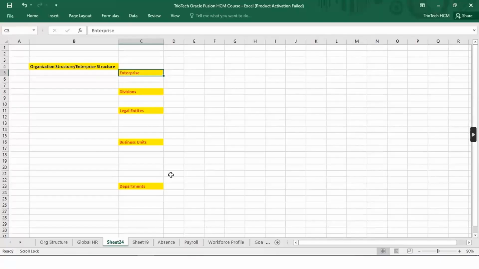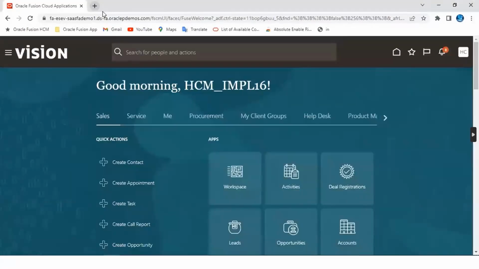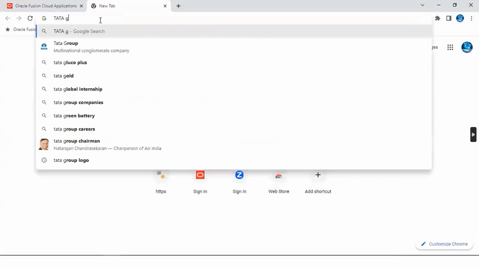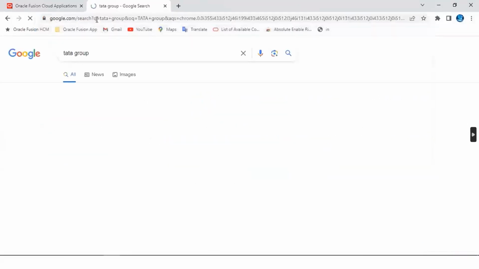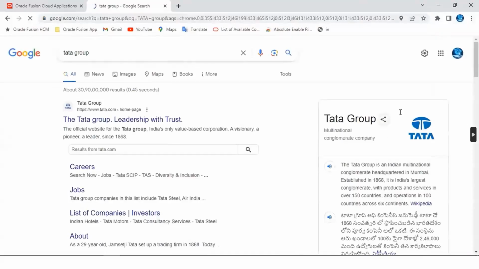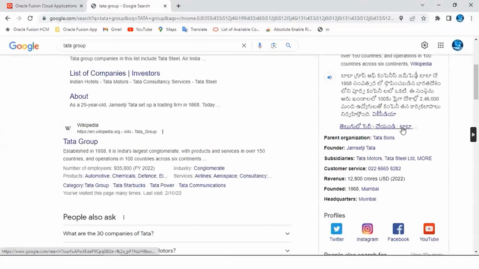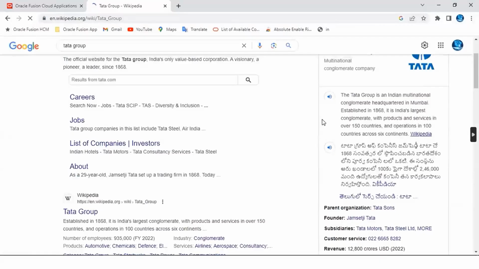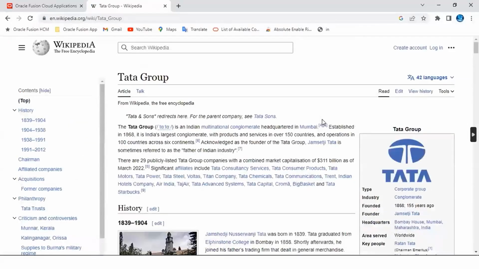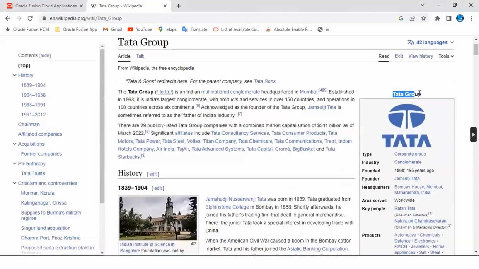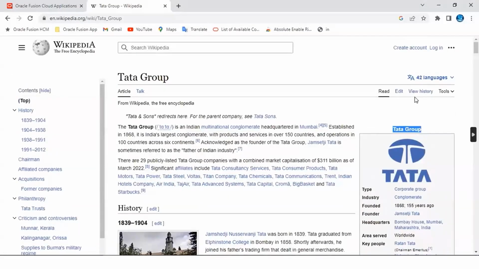For example, team, I will go to Google and search for Tata Group. Okay, I'm searching for Tata Group. So let me go to Wikipedia, let's say. Okay, now see, team, in Tata, there is something called Tata Group. What is this Tata Group, team? Is it a company? No. Tata Group is not a company. It is a mother holding group of that organization.